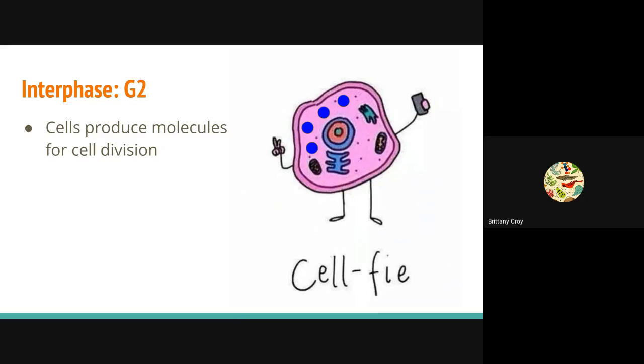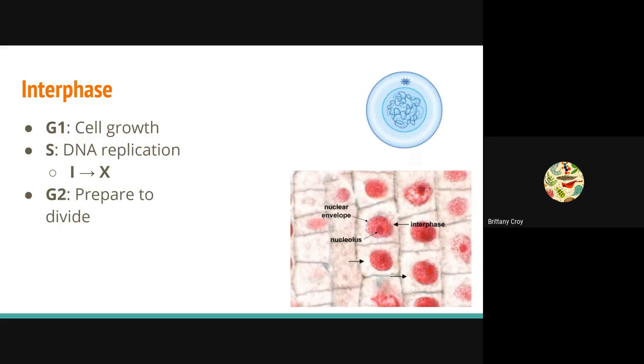The last phase of interphase is G2, or gap 2. This is when the cell continues to grow, and it also produces some molecules that it needs to control cell division. So just to wrap things up, interphase consists of G1, S, and G2, and there you can see what interphase looks like in an onion cell.